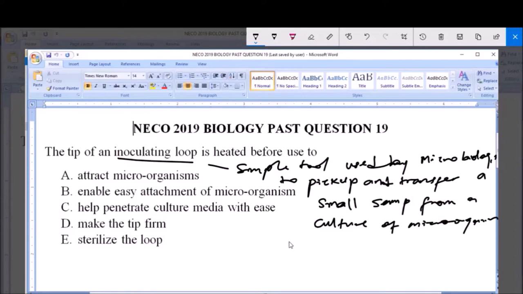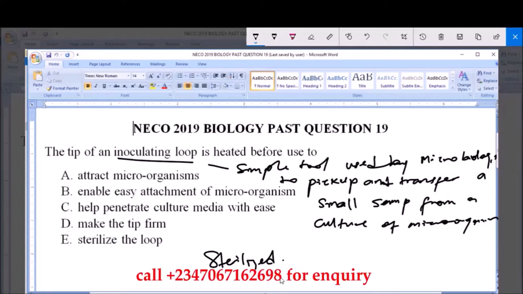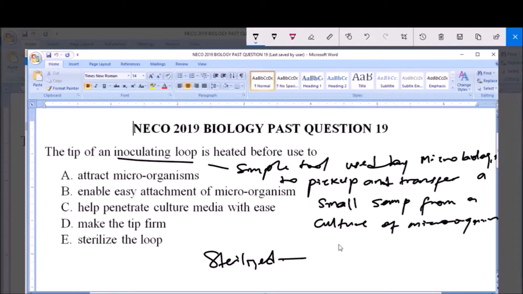Now this inoculating loop has a tip, and before an inoculating loop can be used, it has to be sterilized. It has to be sterilized because it is dipped into the culture solution in order to take a sample of this culture. So before doing that, it has to be sterilized, and sterilizing the tip of the inoculating loop involves the application of heat. This is done by passing it over the flame of a Bunsen burner, and by so doing it is sterilized. So the tip of an inoculating loop is heated before use to sterilize the loop. Option E is the answer, to sterilize it.